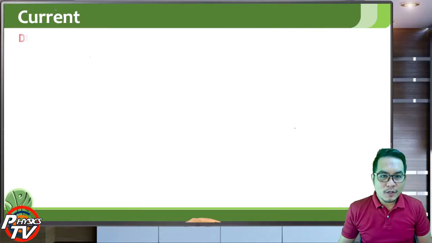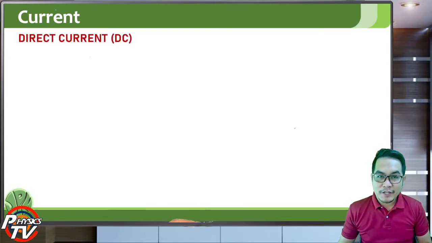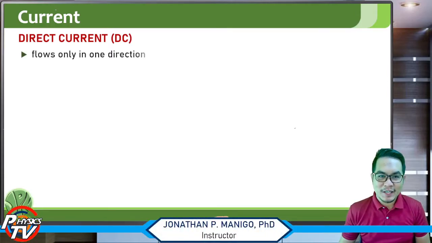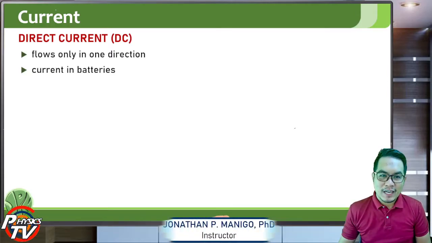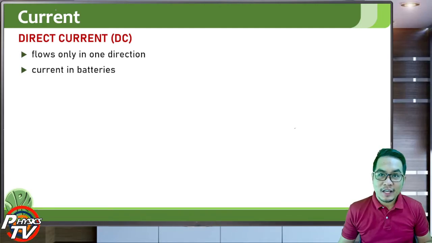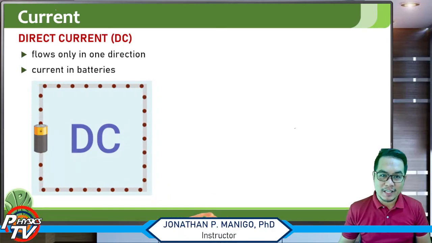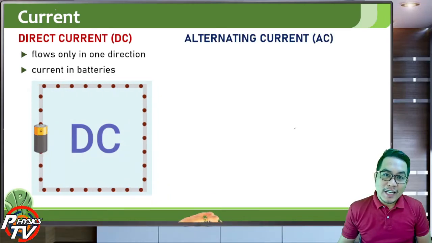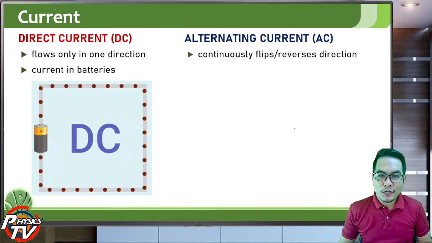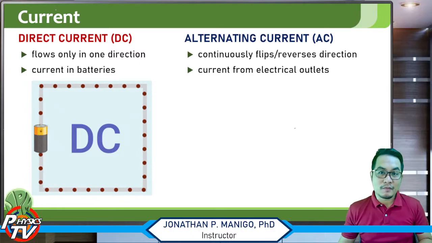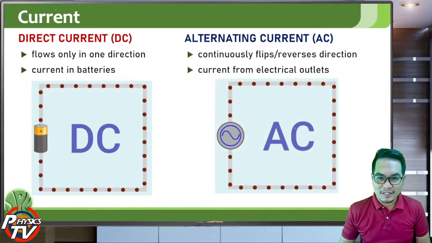So there are also two categorizations of current based on their direction. We have direct current or DC. It flows only in one direction. So this is the current generated by batteries. The current generated by batteries is usually direct current. As opposed to alternating current or AC, it continuously flips or reverses direction. It is the current output from our electrical outlets.